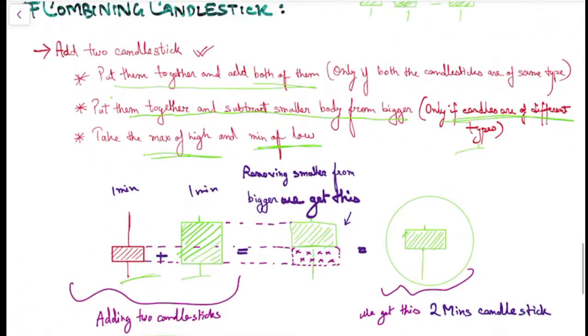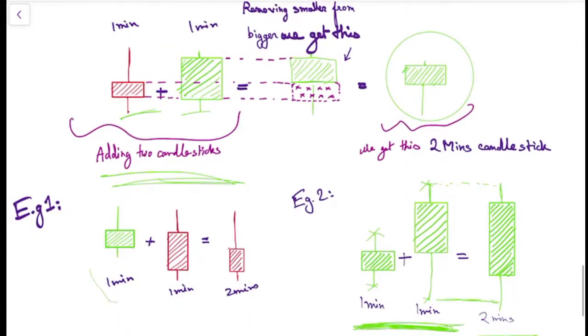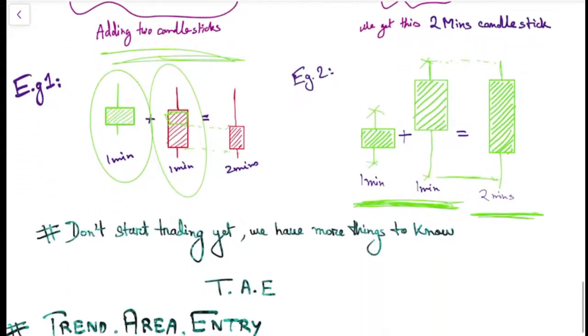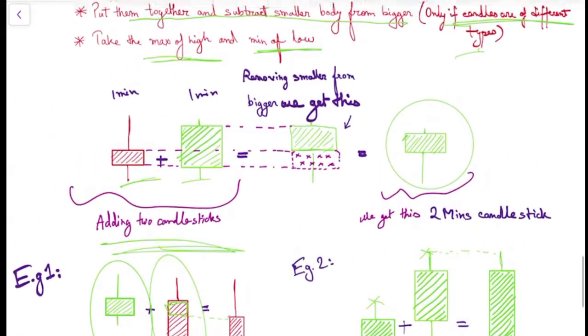All right, so we'll see one example. Here you can see a 1 minute green bar and a 1 minute red bar. Now we'll combine them. Since both of them are different, we'll combine them and subtract this part. After subtracting, whatever we get will be the combined candlestick. So this is the combining of candlesticks.